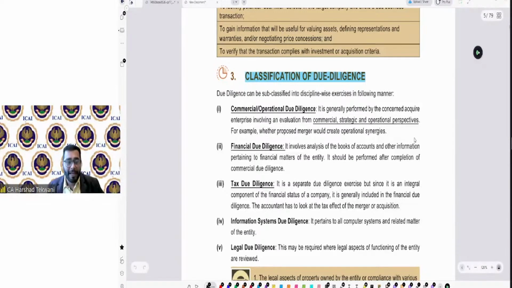So in a lot of companies, the internal audit department has the responsibility to perform due diligence. Let's say, for example, financial due diligence. They may perform IT due diligence, legal due diligence. Okay, so you might have heard about different kinds of internal audit departments.